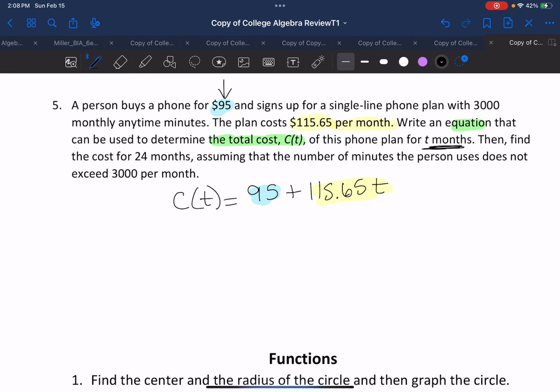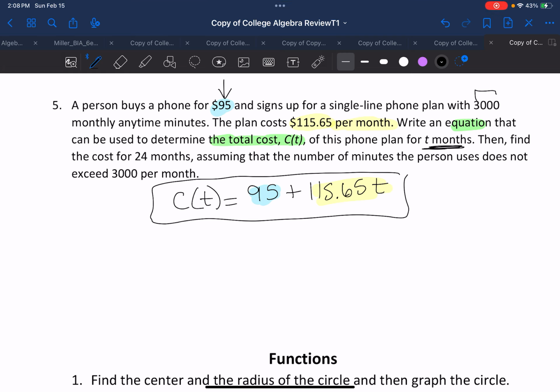But the 3,000 monthly anytime minutes, this is kind of just extra information. The plan has 3,000 monthly anytime minutes every month. That's just what the plan comes with. So we're just creating an equation for the total cost of this plan. So if she goes over, that's not included in this equation. We're not worried about that. So this is the equation that would tell me the total cost: the cost of the phone, $95, plus the monthly payment for each month.